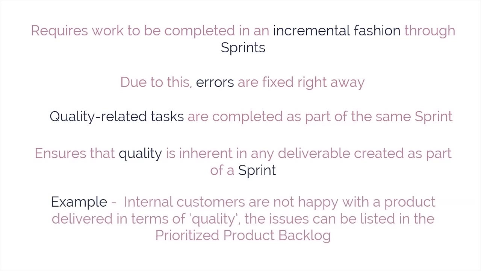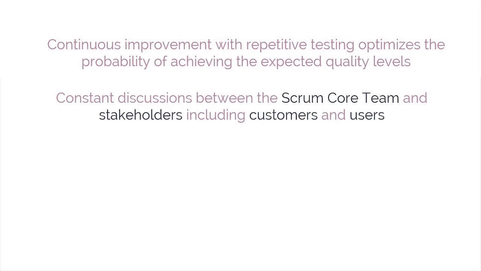For example, if internal customers are not happy with a product delivered in terms of quality, the issues can be listed in the prioritized product backlog. These kinds of issues will be addressed during the sprints, and the team will try to fix them so that quality is not compromised. Thus, continuous improvement with repetitive testing optimizes the probability of achieving the expected quality levels in a Scrum project.